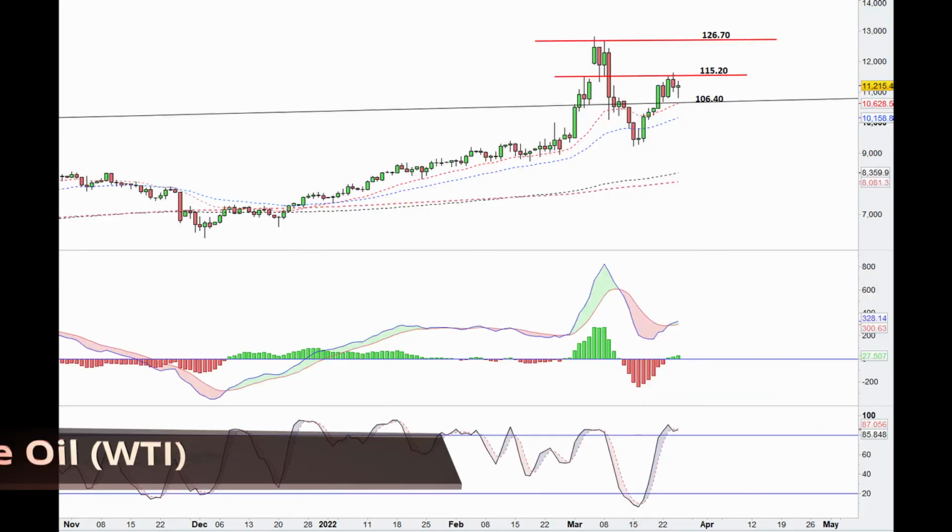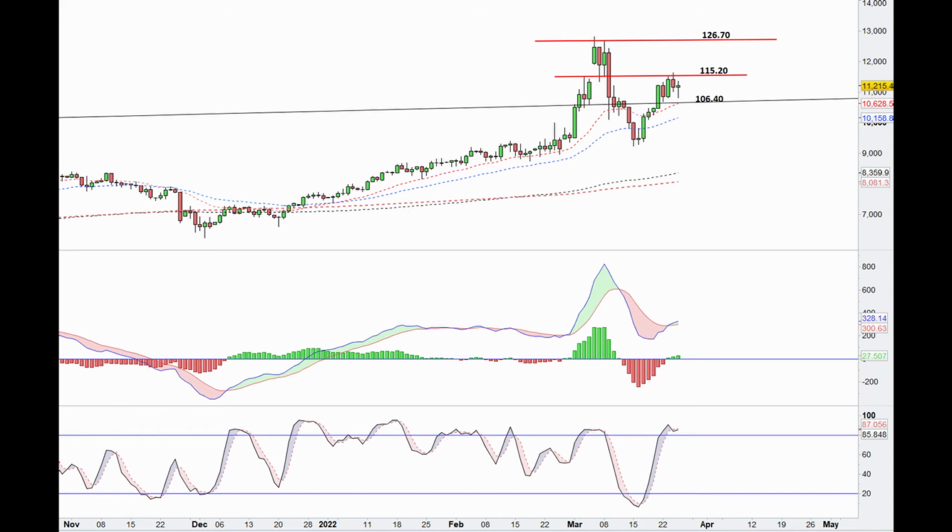Taking a quick look at crude oil, which has remained volatile this week. In my last video, I mentioned price would be at a minimum retesting that 106.20 to 40 level, which it did, and that if price got above this area, we would head towards 111, followed by 115. We got both of those targets this week, with the high coming in around 116.30.